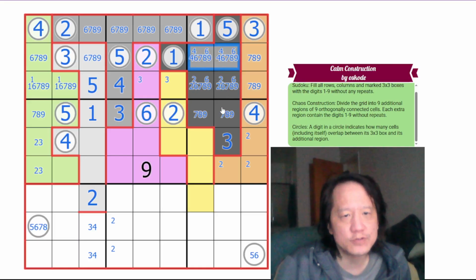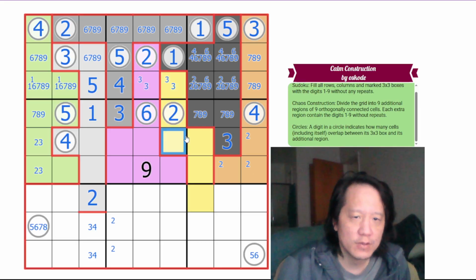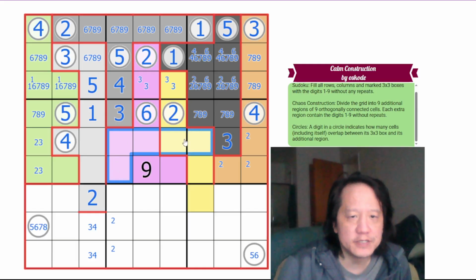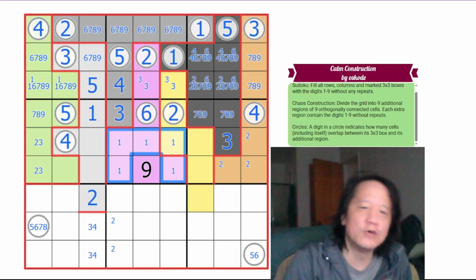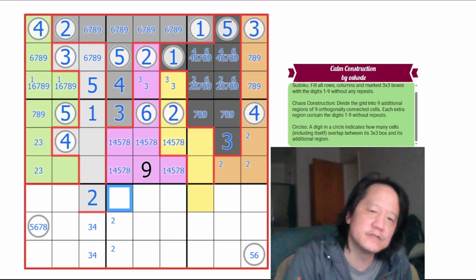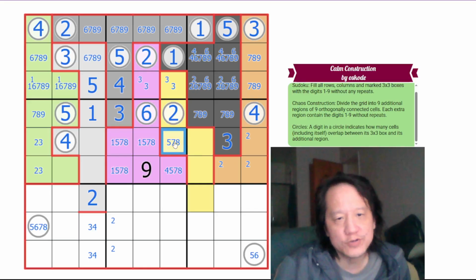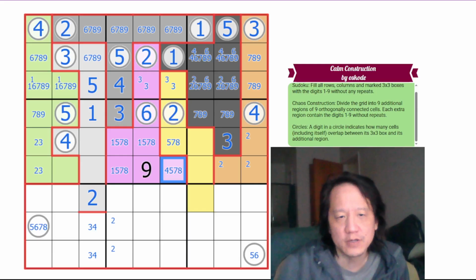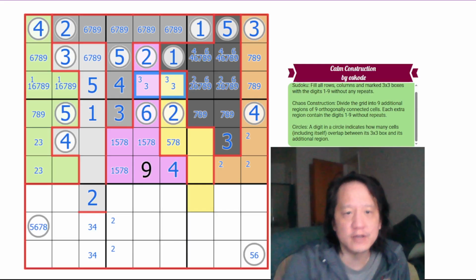4 has to be one of those two. One of these is 3. This can't be 1. Remaining digits in box 5 are 1, 4, 5, 7, 8. Obviously, 1 cannot be either of these. 4 cannot be any of these because this can't be 4. Where's 4 in box 5? It has to be here. So this is 4. This is 3 with 6, 7, 8, 9 here.